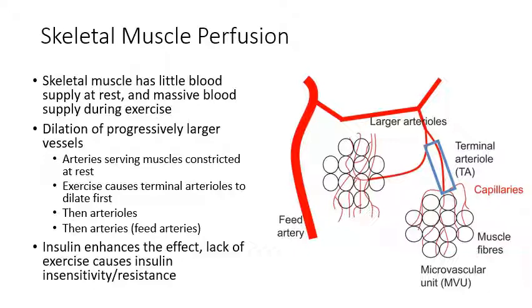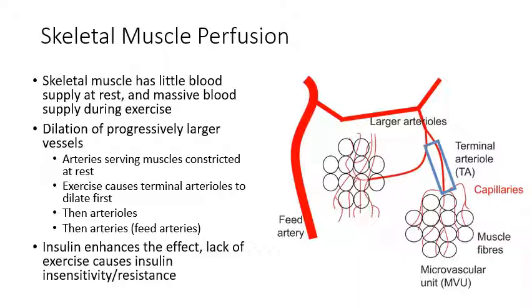Skeletal muscle also has an unusual perfusion because it varies very widely between when the muscle is at rest and when it is activated during exercise. So skeletal muscle has very low demand for oxygen at rest, but a very high demand for oxygen when it's contracting and using a lot of ATP. And so it has a blood supply during exercise that matches that oxygen demand.